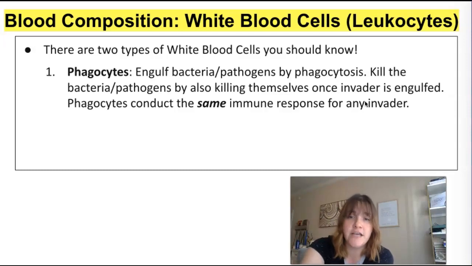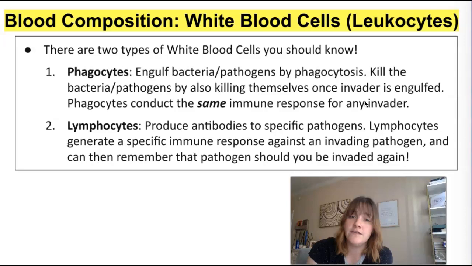So phagocytes are a type of white blood cell that basically, if your body identifies a bacteria or a pathogen, it is going to engulf that bacteria or pathogen, and then it's going to kill it by also killing themselves. So phagocytes kind of get one shot. If they see a bacteria or a pathogen or some kind of invader, they will engulf it and then attempt to kill it by killing themselves as well. Phagocytes are going to conduct the same immune response for any type of invader. They always engulf the invader and then kill it by going through apoptosis and killing themselves.